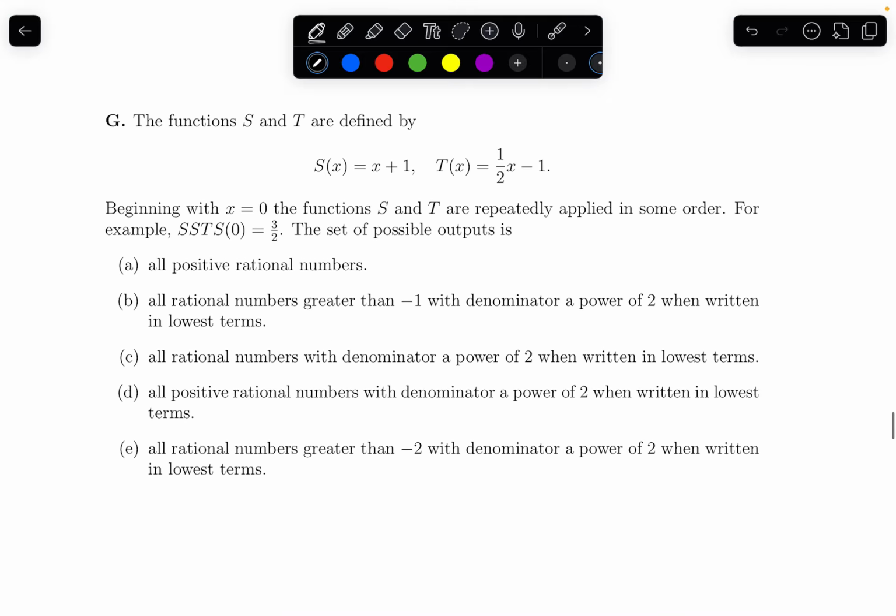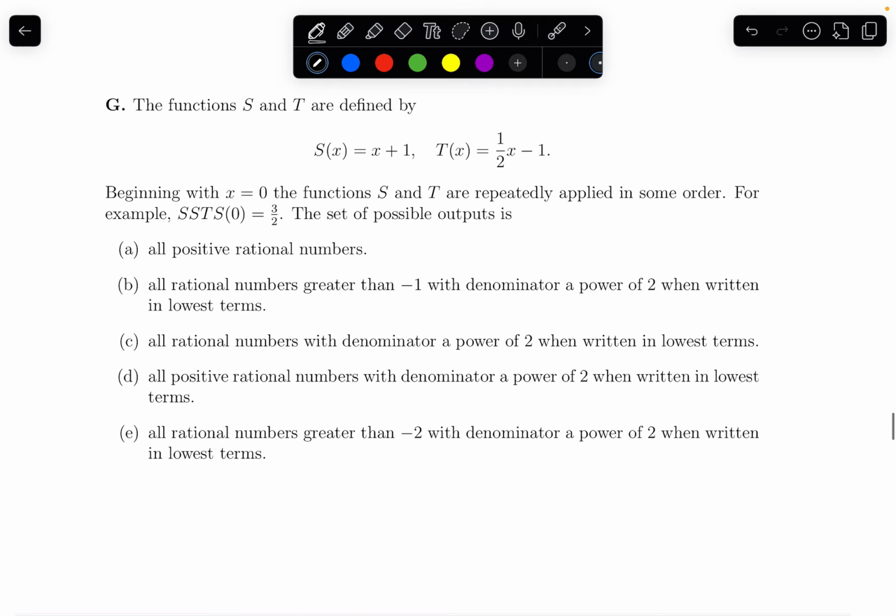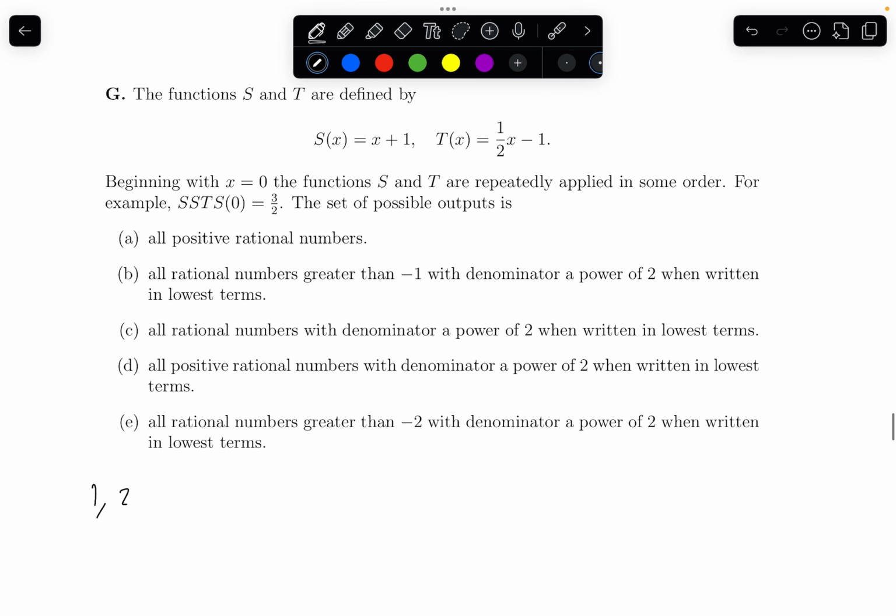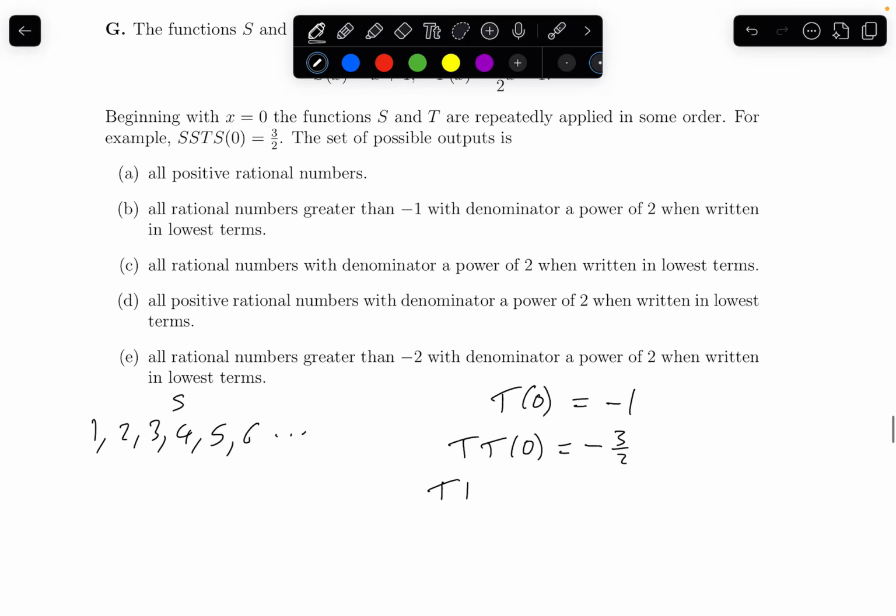Okay, question G. I quite enjoyed this one. If you apply S to 0, you're literally just getting 1, 2, 3, 4, 5, 6, if you apply S a load of times. If you apply T loads of times, let's see what happens. So T of 0 is minus 1. T of that equals minus half minus 1, so minus 3 over 2. I mean, right, so all rational numbers greater than minus 1. Not that already, right? So we just need to see if it's greater than minus 2 or all of them.